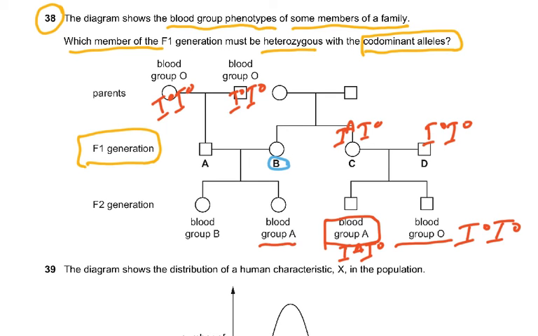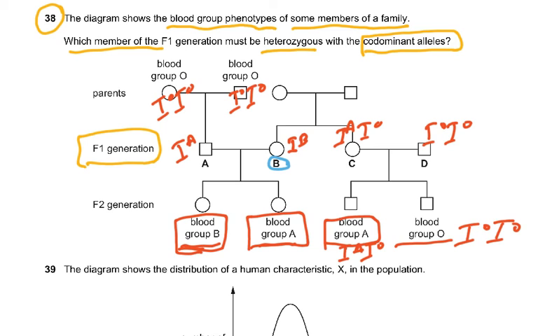Now we've got blood group A and blood group B here. So it means that one of the parents has A and one of the parents has B. That is why we have IB here, and one of the children has got blood group A. So one parent has A and one parent has B, because the other can be O. So it says which member of the F1 generation must be codominant with the heterozygous.